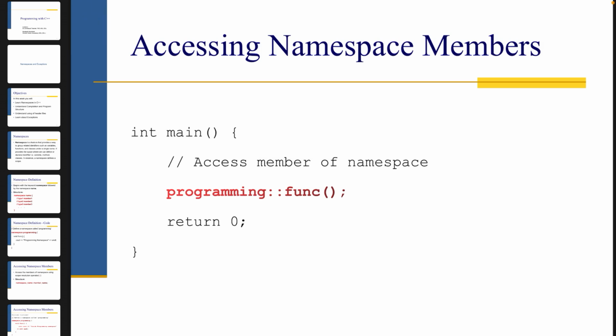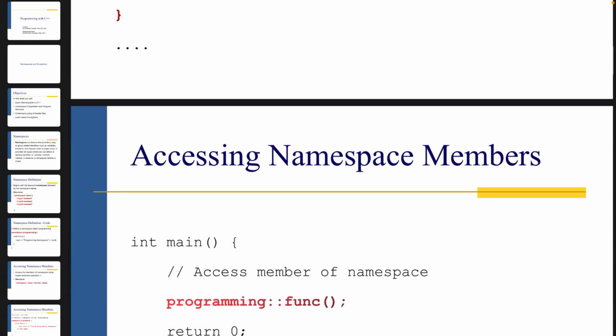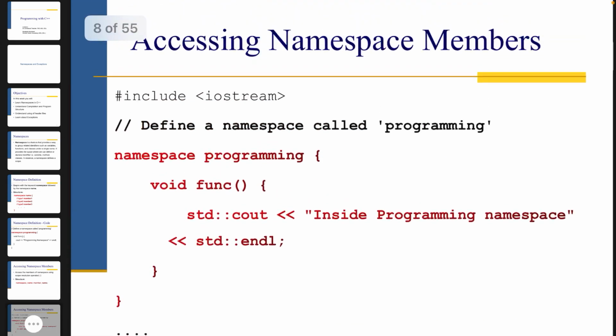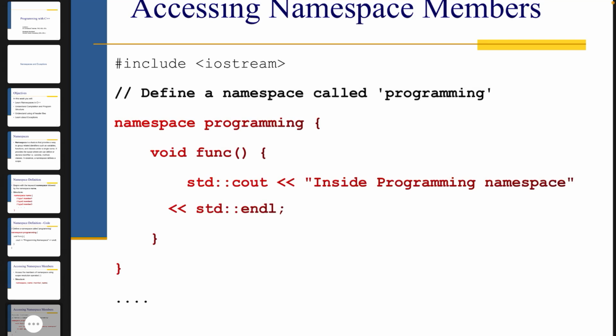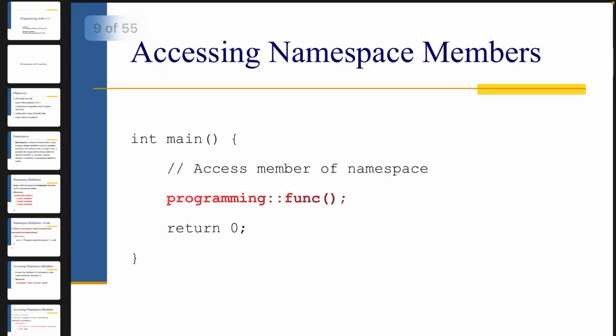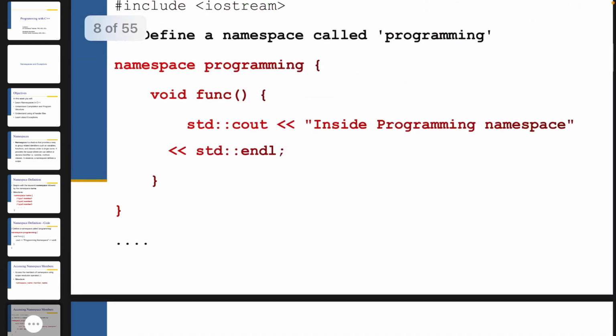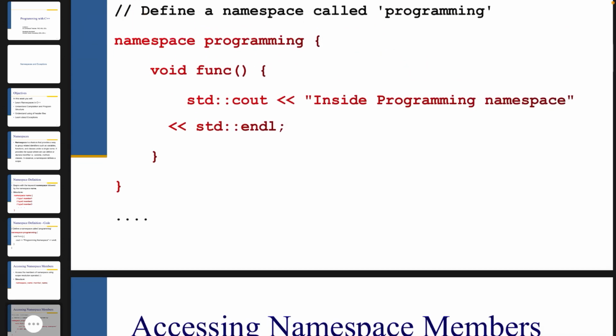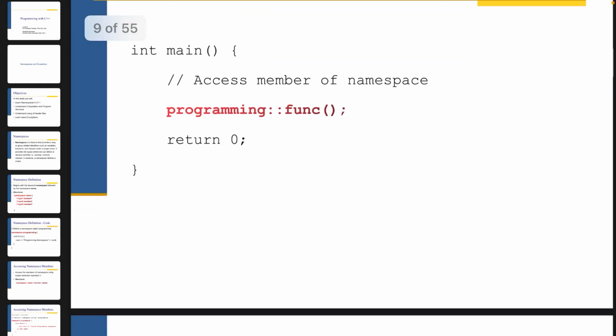Accessing namespace members: after writing your code outside the int main, you want to access that namespace. So you come inside the int main, then you call that namespace, which is programming, then the double colon, then you bring your function, which is the void function, and it will cout inside the program namespace.